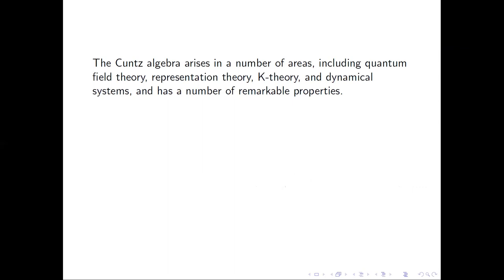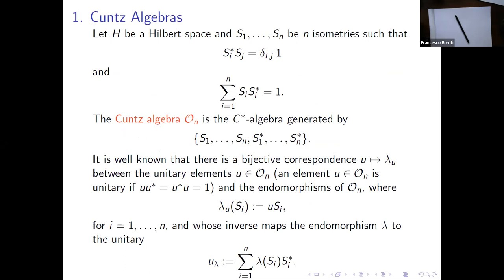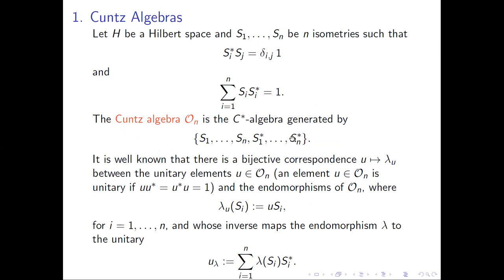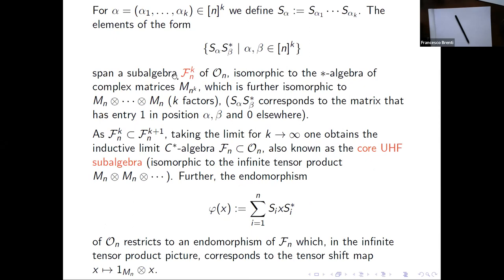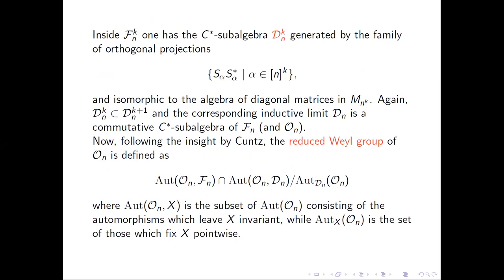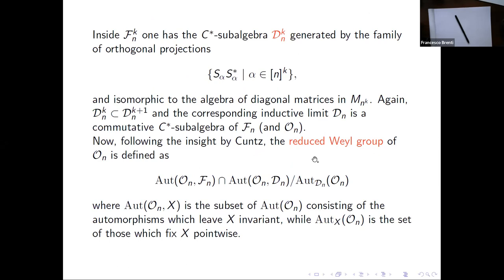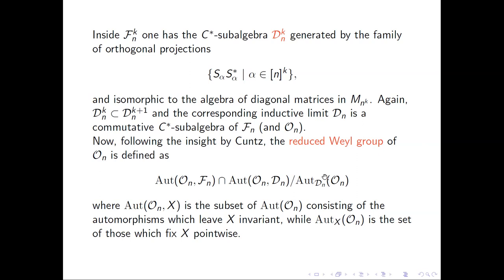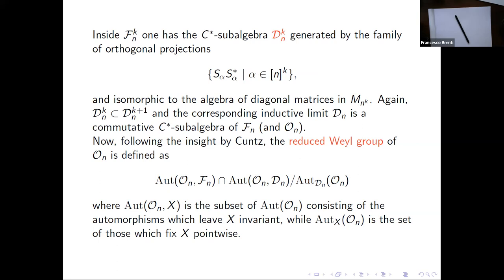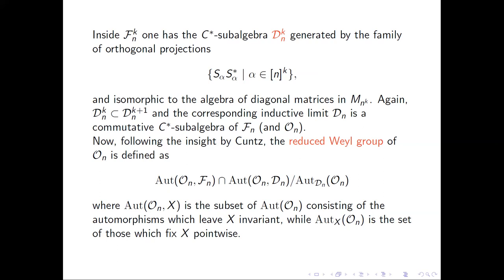Professor Francesco, yes? Could you recall what the Cuntz algebra is? And how is it related to the reduced Weyl group of On? So the Cuntz algebra is the algebra generated by, if you wish, just these n generators, subject to relations. And then you're interested in the automorphisms. So they are difficult to describe. Right. So the symmetries of this structure. And his idea was to take this particular subgroup of automorphisms that leave these two algebras invariant and fix the diagonal ones pointwise. And how is this related to the elements of the Cuntz algebra? They are going to be linear combinations of those monomials. Right, got it. Thanks so much. Sure.